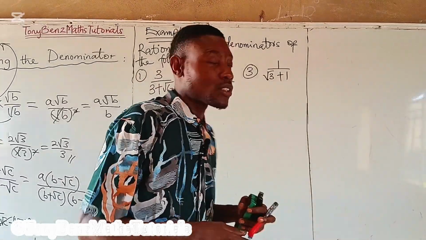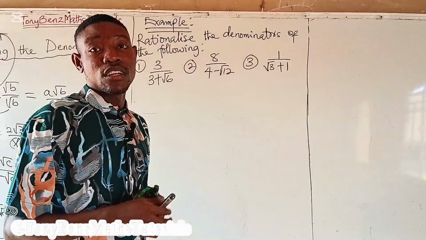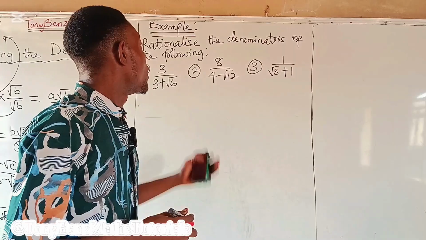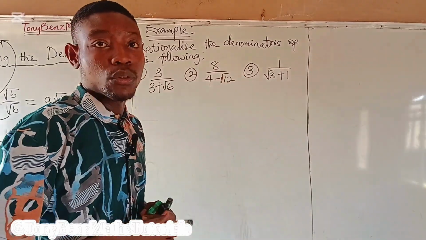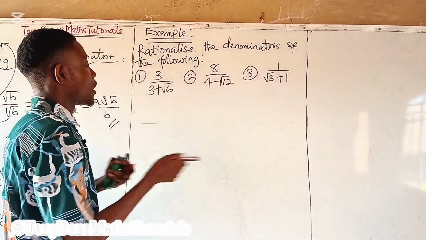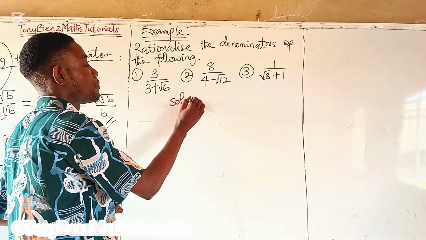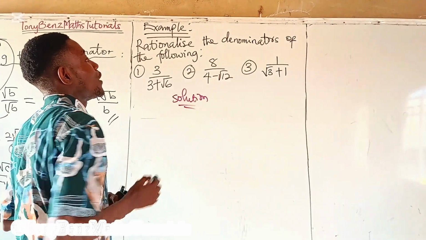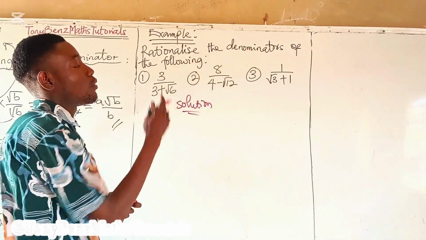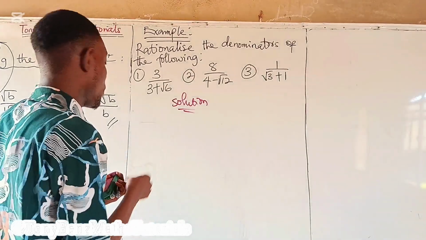Let us look at other examples. Having discussed rationalization, or rationalizing the denominator in Surds, let us work on these examples using these guys. Okay, we have the solution. First, they said rationalize the denominator of the following. Let us do justice to this guy.